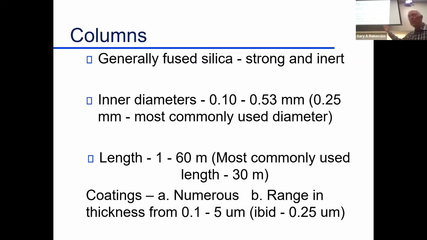And so length depends on how difficult your separation is. If you've got an easy separation, it doesn't take much column. It doesn't take long to get this gas going through 1 meter. Quick results, rapid data. If we're having a tough separation, okay, then we need more column. Then we go with longer columns.